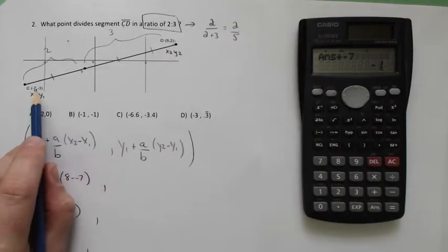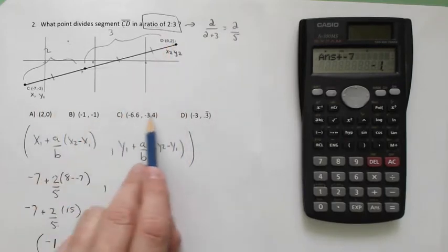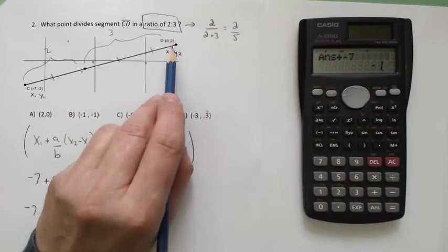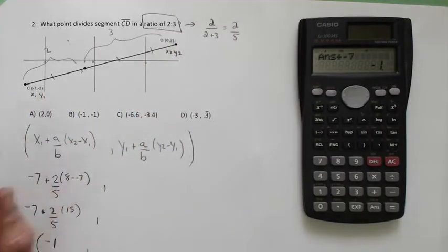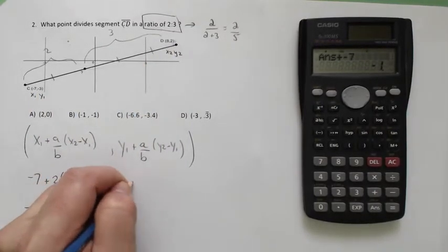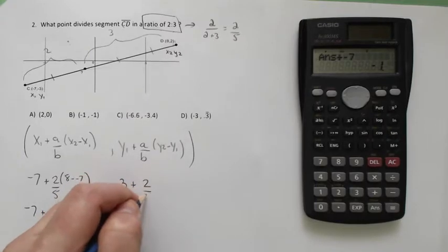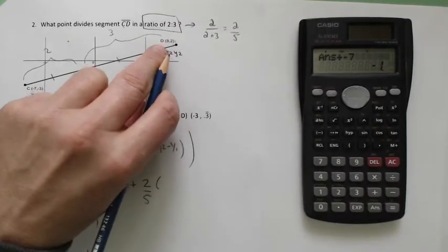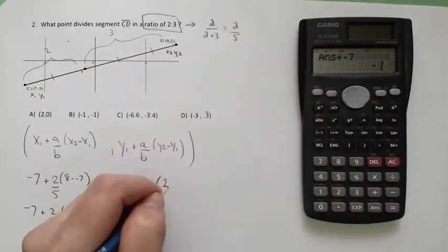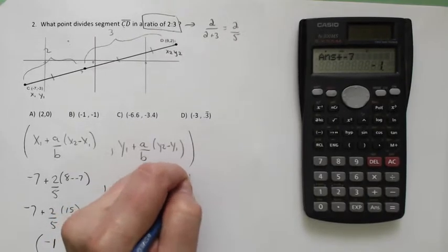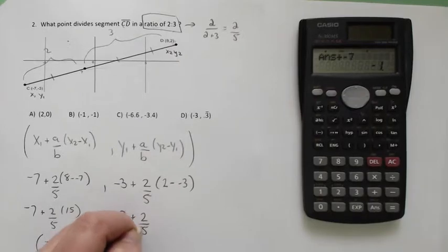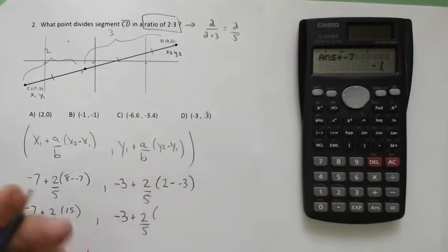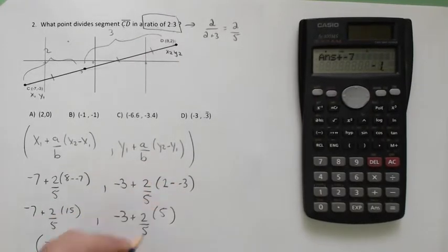y1. Don't get fooled, right? You know that one of these answers here is going to have that as your y1. 2 is your y2. Negative 3 is your y1. So negative 3 plus 2 over 5 times 2 minus negative 3. So that's negative 3 plus 2 over 5 times 2 minus negative 3, which is the same as saying 2 plus 3, which is 5.